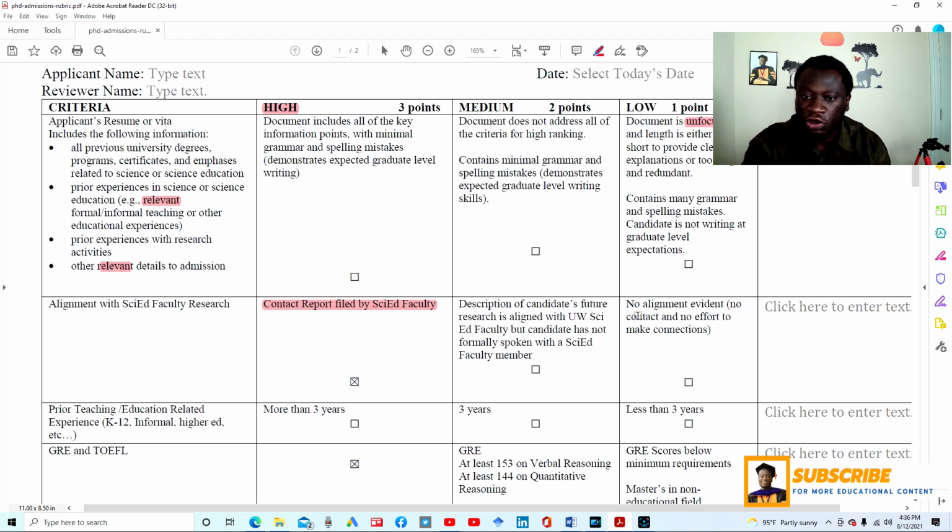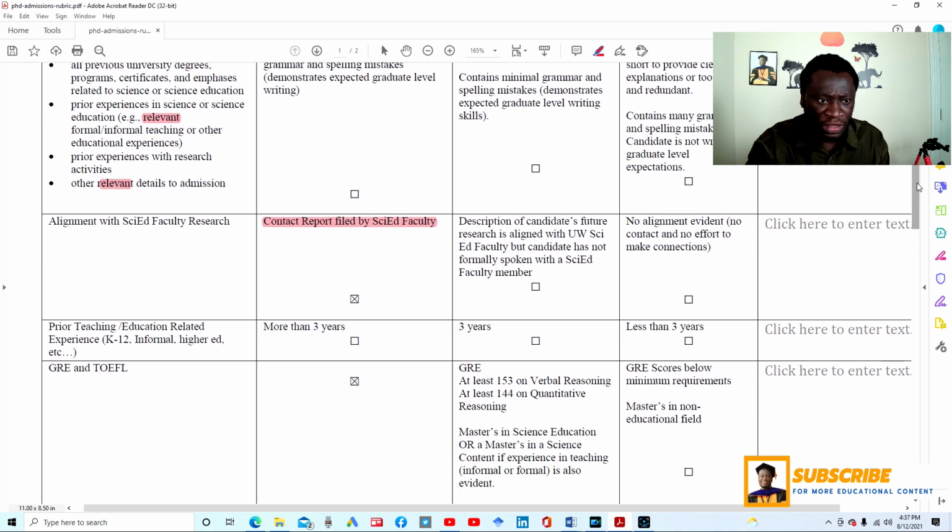Now, if you're going to score low, no alignment evidence, and you've not made any effort to contact or connect with any faculty member. So you can see for this particular department, contacting professors is a whole 3 points on their own admission rubric. So it's important that you contact, and you have to contact like a pro. And I've given you videos on how to do that, so you have no excuse.